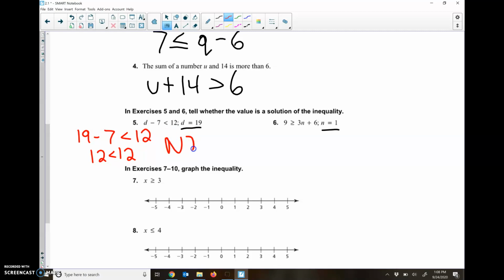It is not. If they had an equal to sign there, then we could say it's true that 12 is equal to 12 or less than 12. But in this case, this is going to be a no. 12 is not less than 12. They're exactly the same.